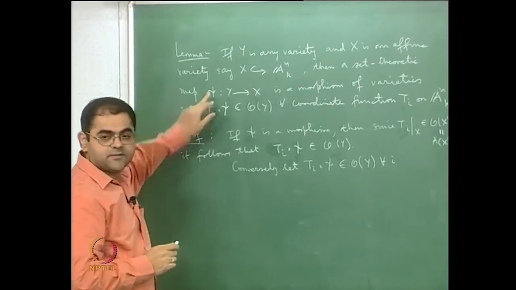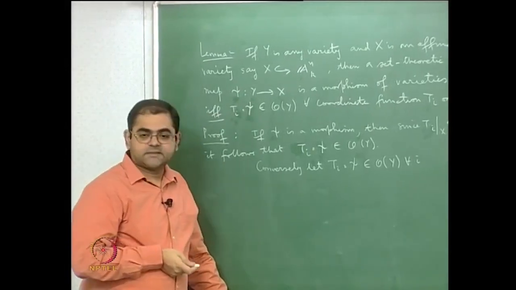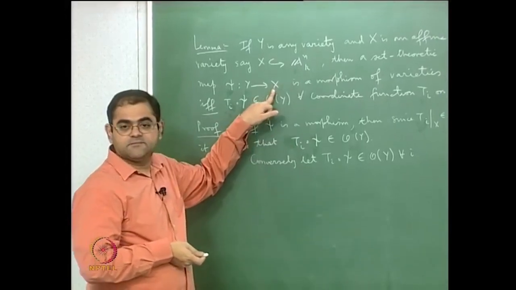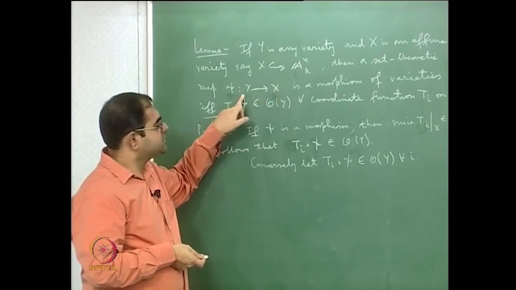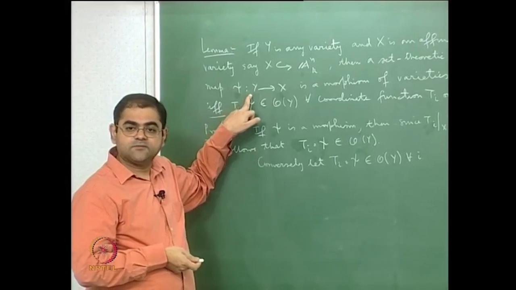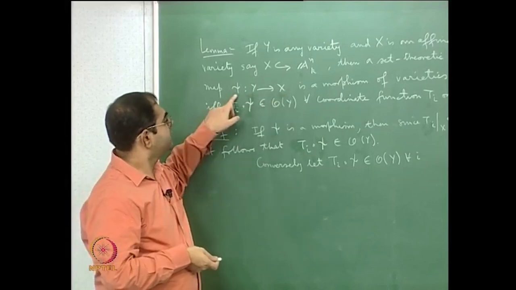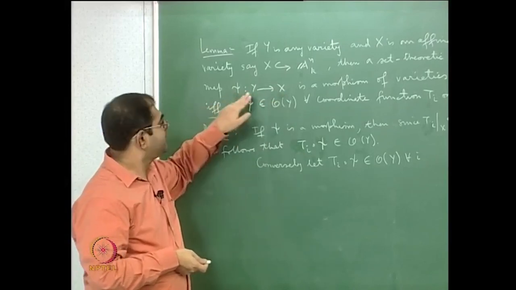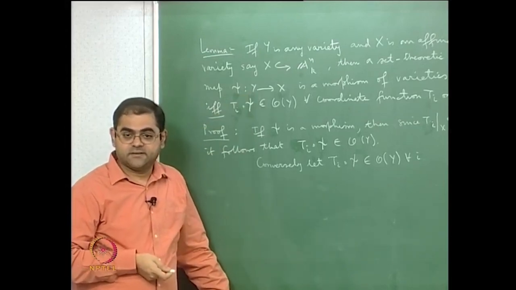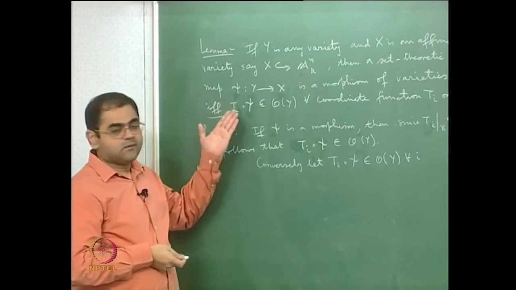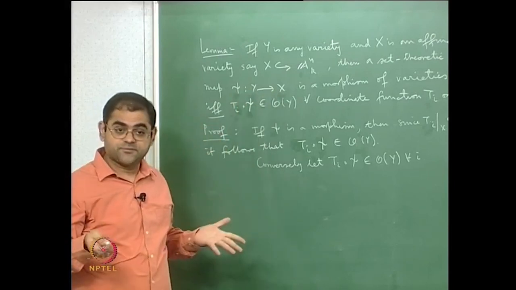How do I check psi is continuous? I check that the inverse image of closed sets is closed. But what's a closed set? A closed set on X is just given by the common zero locus of a bunch of polynomials. And what's the inverse image of such a set under psi? It's the common zero locus of the bunch of regular functions on Y that I got from these polynomials by composing with psi. And the set of common zeros of a bunch of regular functions is a closed subset of a variety. Therefore psi pulls back closed sets to closed sets. So psi is continuous. It's very simple.